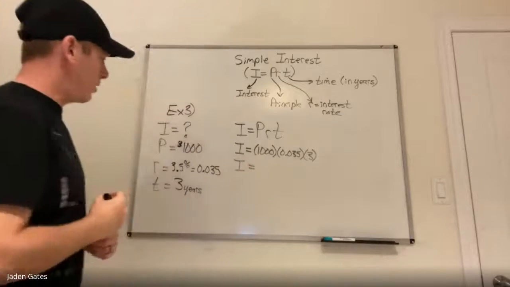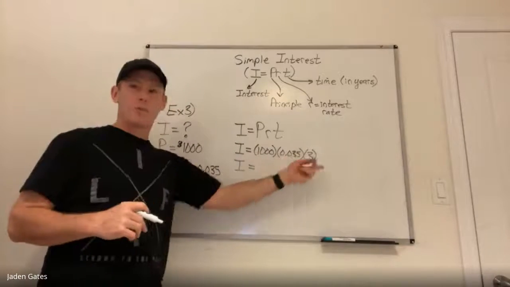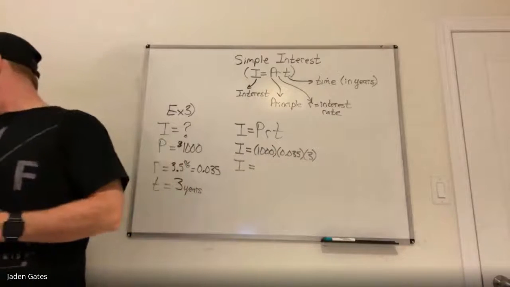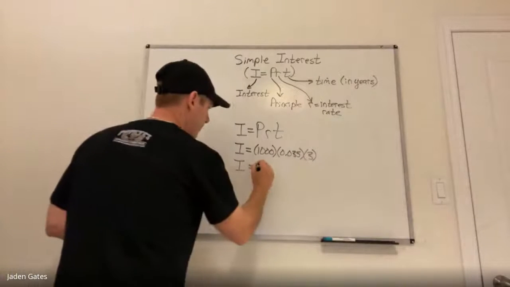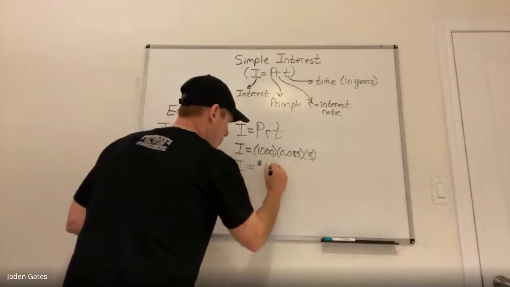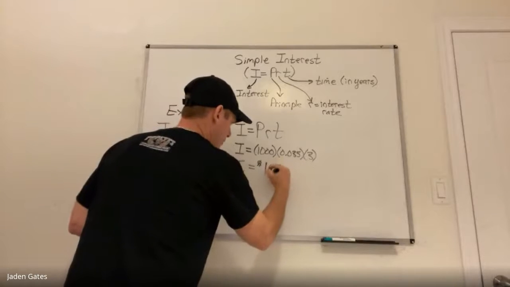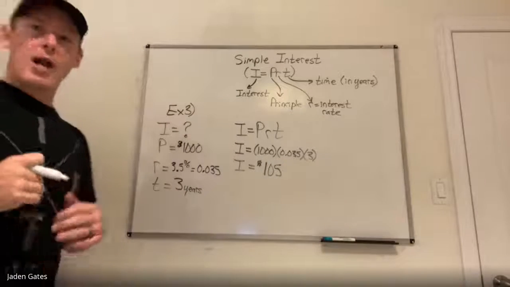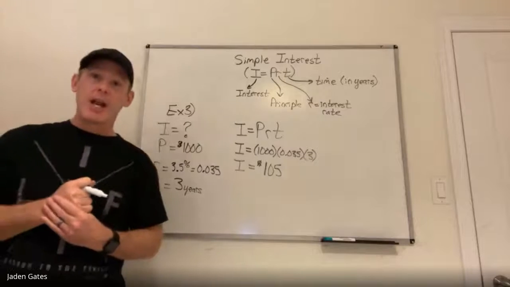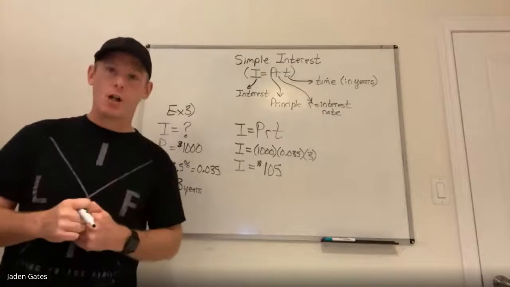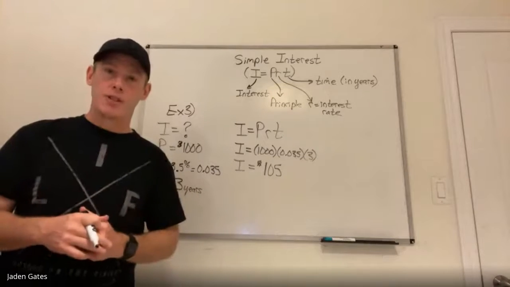All right, so wow, nice little formula here. We just multiply our 3 numbers and I get a nice tidy $105. Now it asks how much will he have in the account? He is making $105 by lending the bank. That's the interest that he's making.